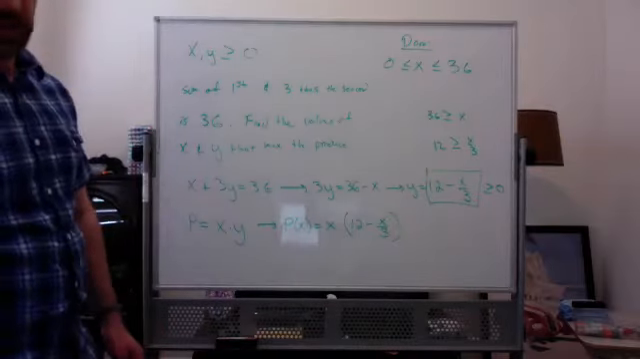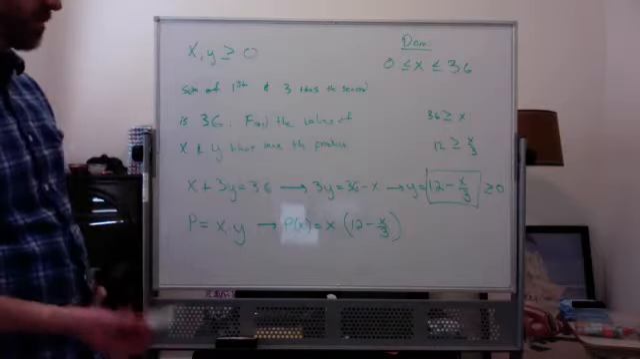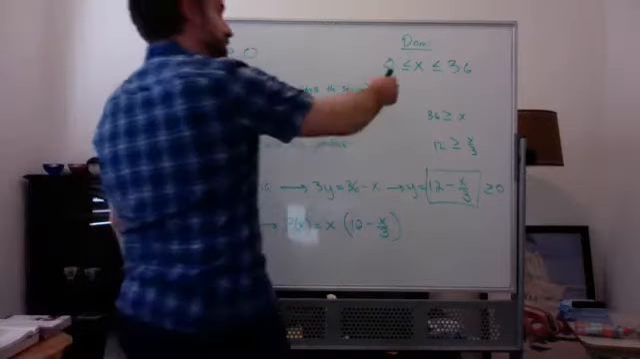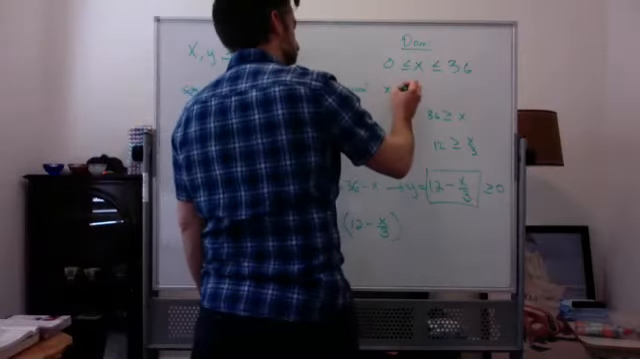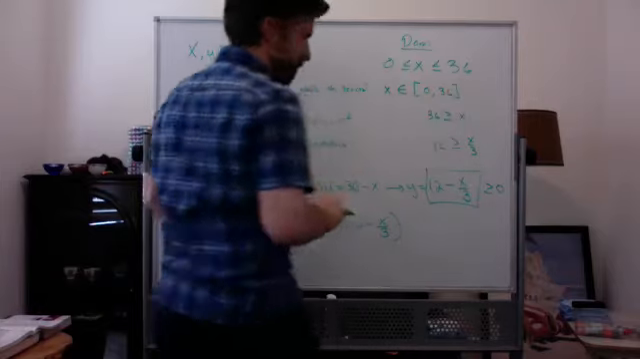So that's where we're getting that from. So our domain here, actually exactly like the previous problem, is still x between 0 and 36. You can either write it this way, or we can write it as x is an element of the interval from 0 to 36.